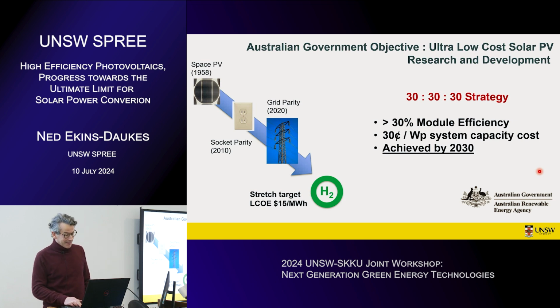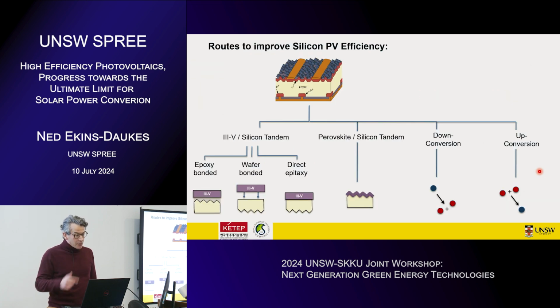You know? That's going to be interesting. So when you look at ways in which you could improve efficiency, if we're going to get the cost down quickly in 6 years, how are we going to do it? I think we're going to have to do it and build on silicon. And so there's lots of different things we can do. There's 3.5 silicon tandems. So our nice project with SKKU is on one of these. There's perovskite silicon tandems, which we'll hear more about today. I want to focus on this up and down conversion.